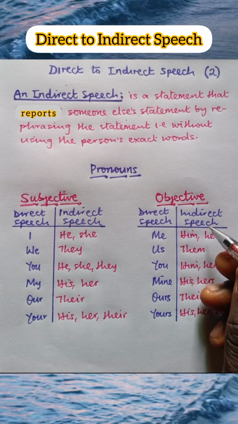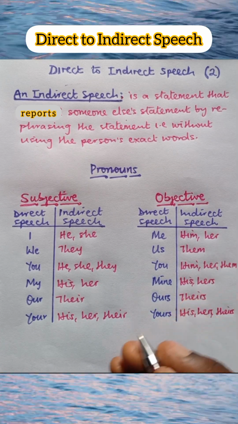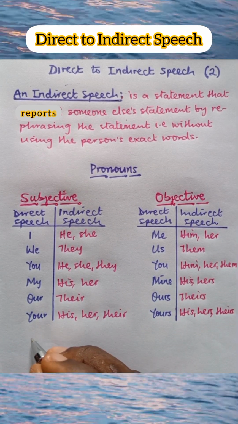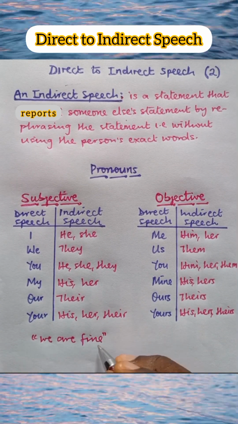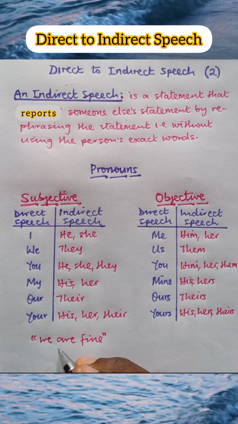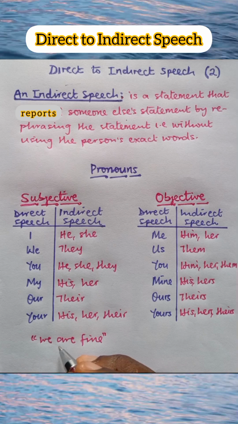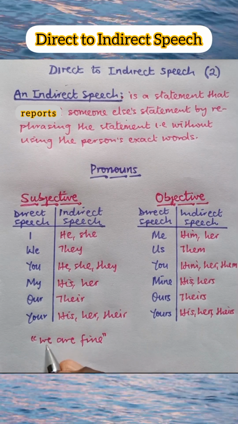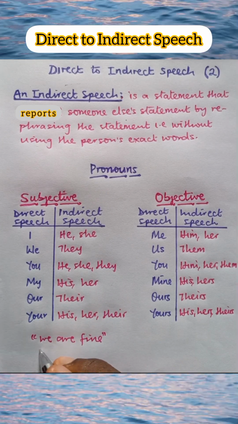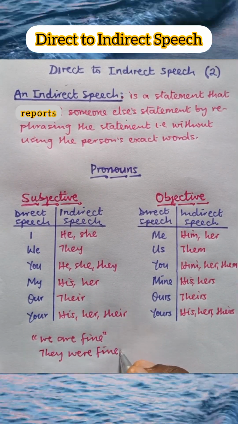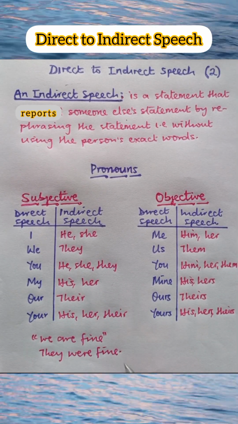Now, let's have an example. Assuming we have the original words or the direct speech as "we are fine." Here we have a pronoun which is "we." In the indirect speech, "we" changes to what? "They." So that this statement becomes "they were fine." Do you get it? Now let's have another example.